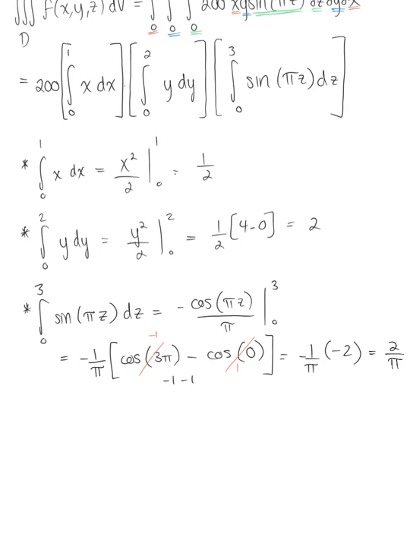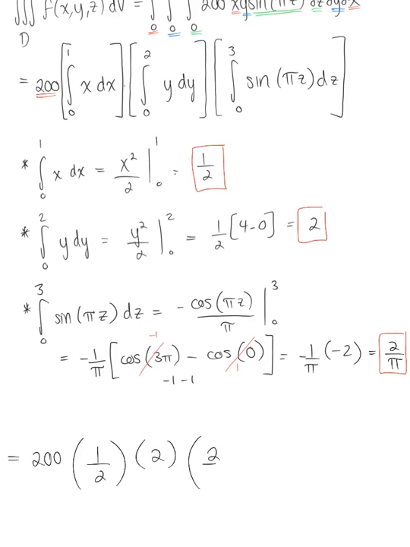And so we have the 3 values here. We have 1/2, 2, and 2 over pi. Just don't forget here when you plug them back in, don't forget about that 200 out in front. So plugging everything in, we have 200 multiplied by 1/2 multiplied by 2 multiplied by 2 over pi. And we have some nice cancellation here. The 2's cancel each other out, leaving us with a beautiful final answer of 400 pi degrees Celsius.